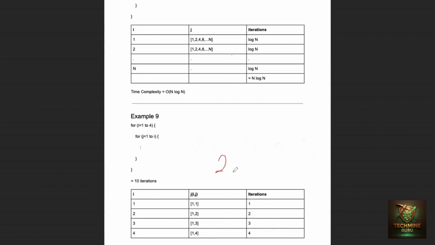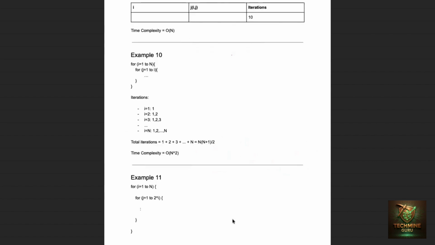In a similar fashion, B is 2 minus 1 plus 1. What will it be? 2 iterations. So we are calculating on the basis of the same. Let's take one more example.